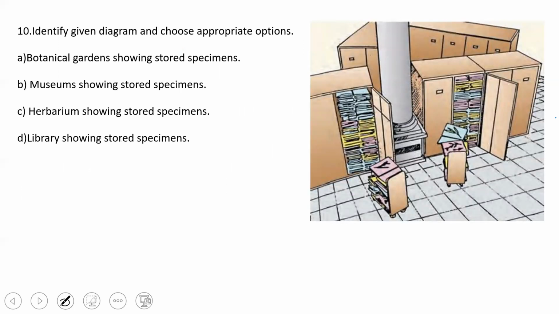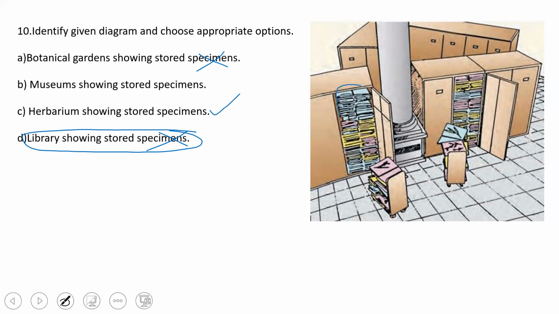The last question is you need to identify the given diagram and choose appropriate options. So the given diagram shows us what? Is it botanical garden showing stored specimens? Is it museums showing stored specimens? Is it herbarium showing stored specimens, or is it library showing stored specimens? Obviously the library has to be ruled out, and you know that botanical gardens have to be outside, and even the museums, you know that it is not something where it is only storing certain sheets of paper. So henceforth it is herbarium.